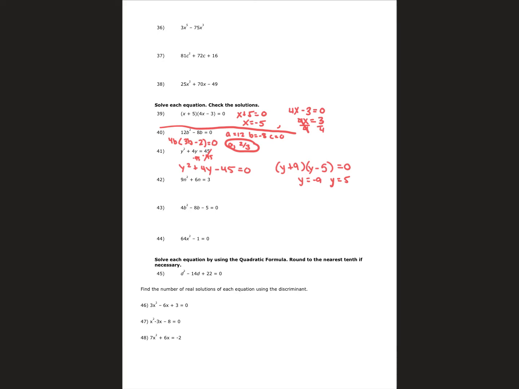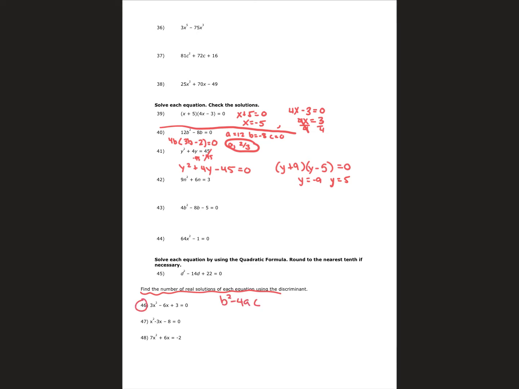Okay, for number 45, it specifically tells you to use the quadratic formula. So a is 1, b is negative 14, c is 22. For 46 through 48, find the number of real solutions using the discriminant. So the discriminant is just b squared minus 4ac.